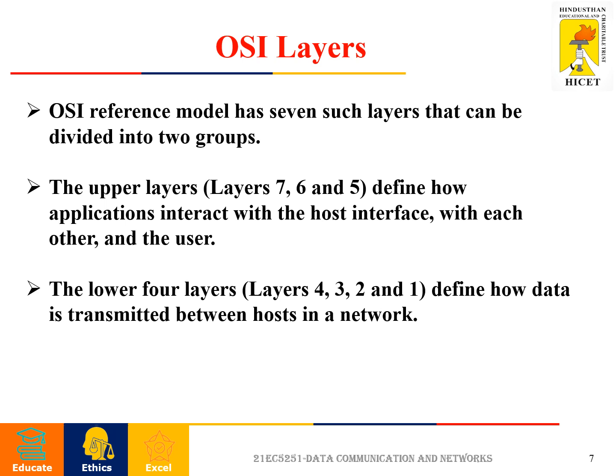The OSI reference model has 7 layers that can be divided into 2 groups. The upper layers, layers 5, 6, and 7, define how applications interact with the host interface, with each other, and the user. And the lower 4 layers, layers 1, 2, 3, and 4, define how data is transmitted between hosts in a network.